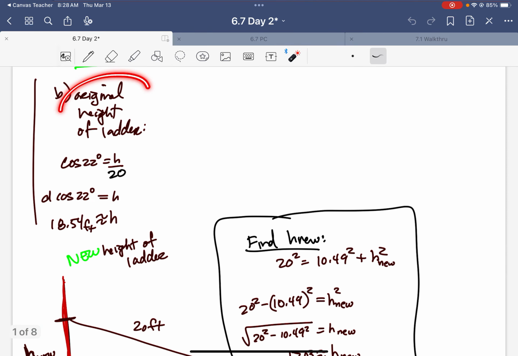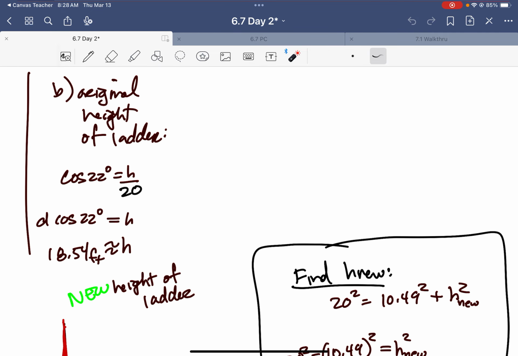So h is the original height of the ladder. And you get that the cosine of 22 is h over 20. You multiply both sides by 20. So you're going to get this 20 right here. And you end up getting 18.54 for the height, right?